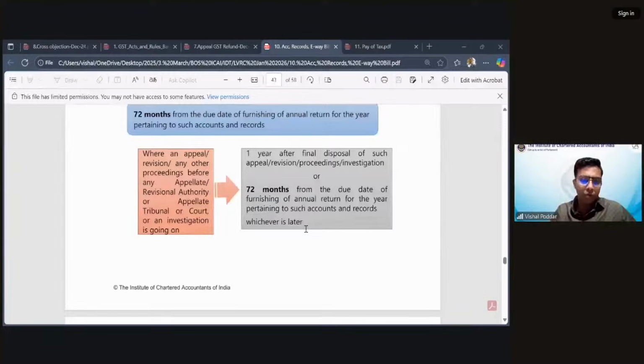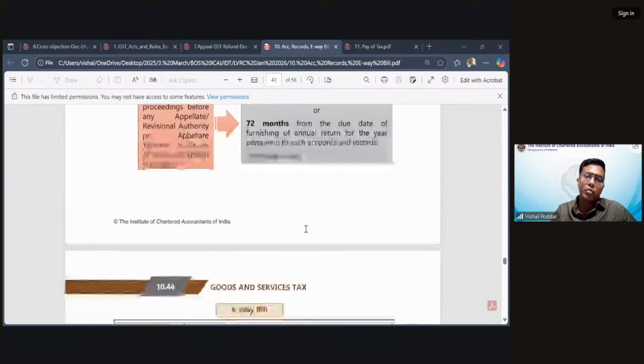So 72 months is always there. But besides that, if any matter is going on in the courts or in any appellate authority, then you'll have to continue with the records, and you have to retain the records even 1 year after the conclusion of that matter.